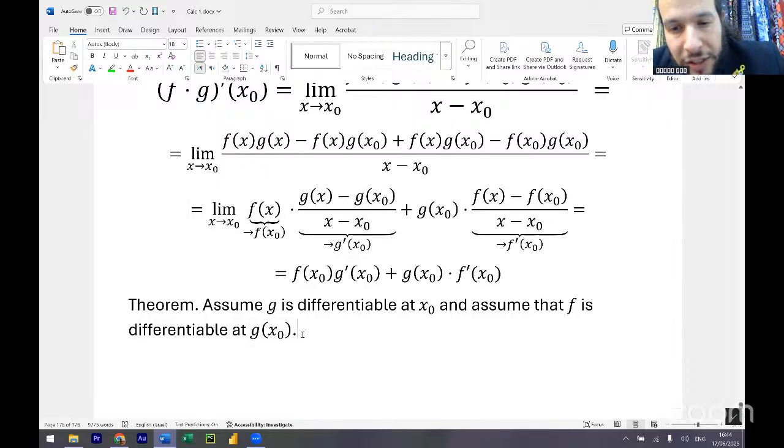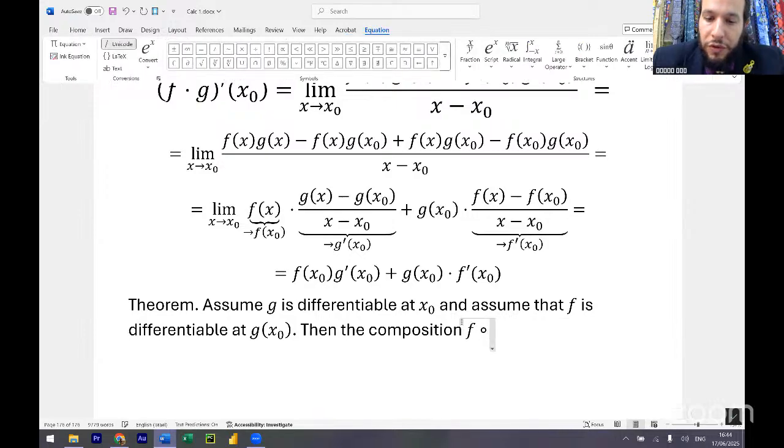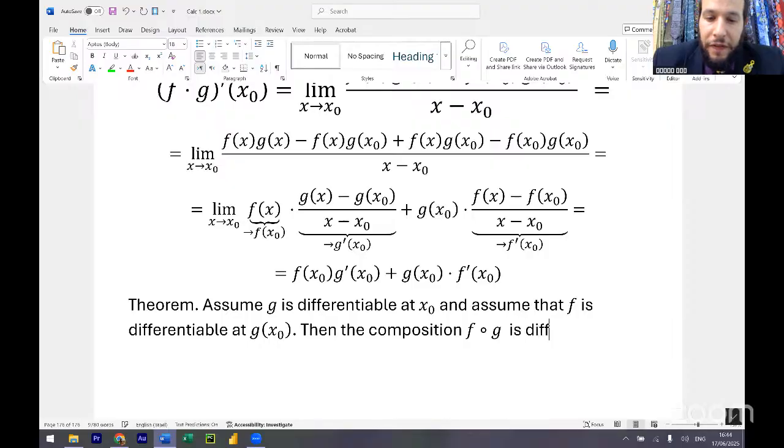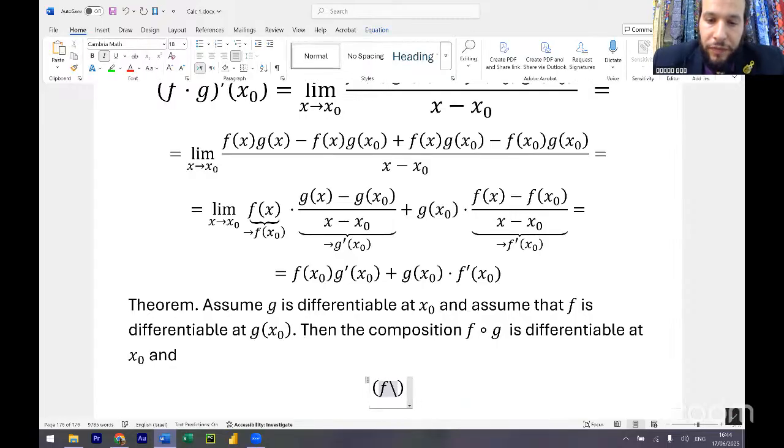So in any case, g is differentiable at x0, and f is differentiable at g of x0. Then the composition f compose g is differentiable at x0, and the derivative of the composition at x0 is altogether the product of the derivatives.